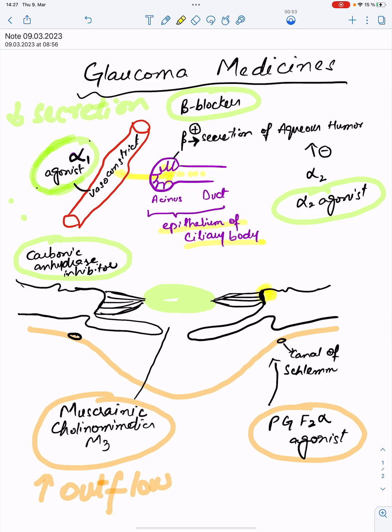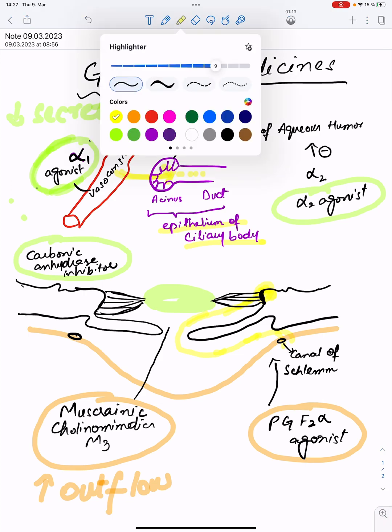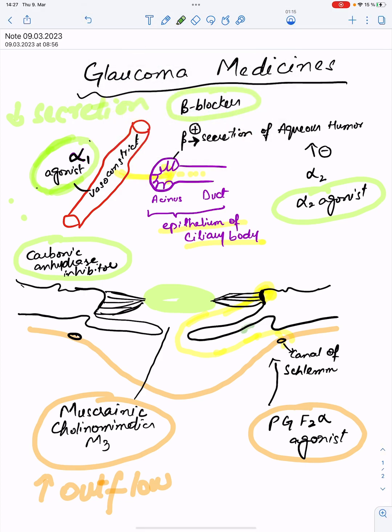The aqueous humor that is produced here then moves to the anterior chamber, and finally it is drained through the canal of Schlemm. So, this is the normal pathway. But what happens in glaucoma is that this angle between the iris and the cornea is obstructed or reduced. So the proper drainage of aqueous humor does not occur, leading to increased intraocular pressure.